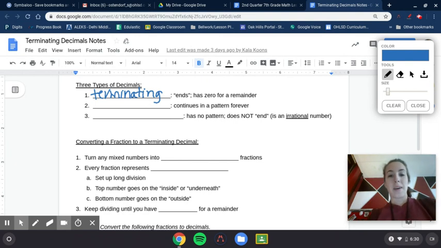The next types of decimals are the ones that continue in a pattern forever. So there is a pattern. So you'll see that 0.333333, and it goes on in a pattern, and 3 is repeating. Or sometimes you'll see like 191919, and it goes on, but in a pattern. These types of decimals are called repeating decimals.